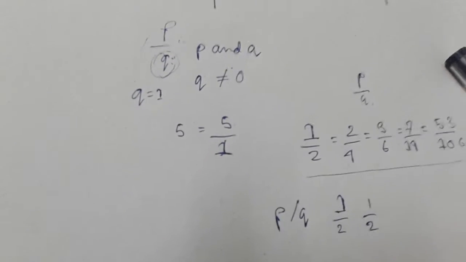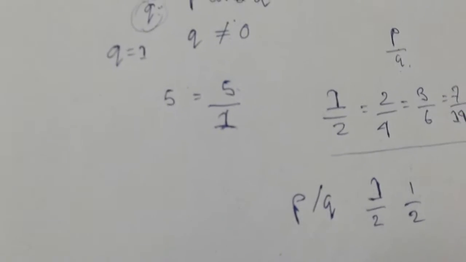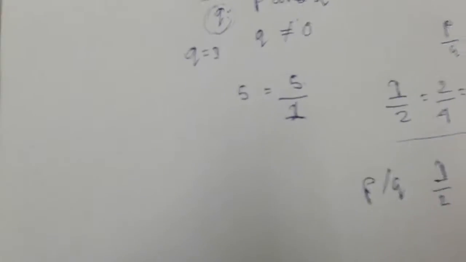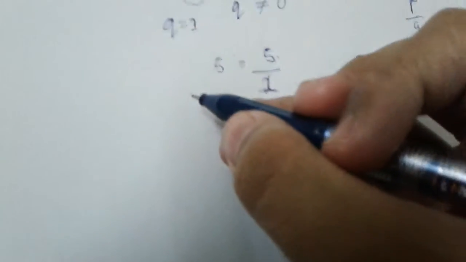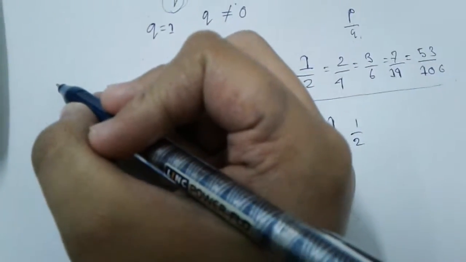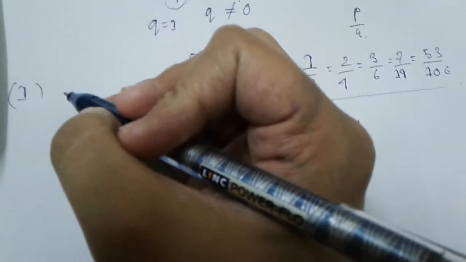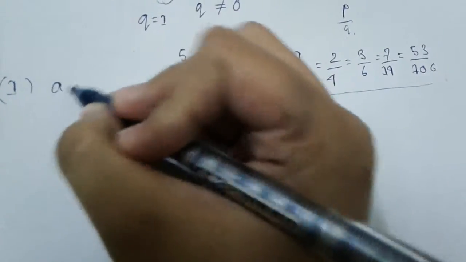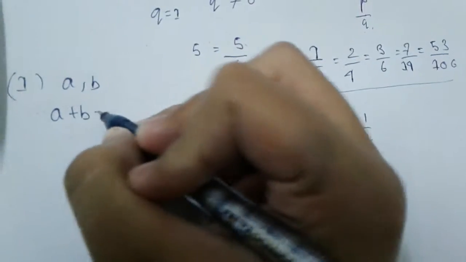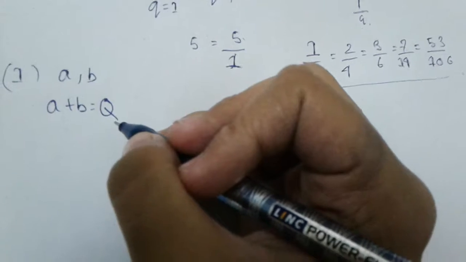Okay, now let's talk about another thing, that is the properties of rational numbers. The first property is: if a and b are two rational numbers, then a plus b is also a rational number.